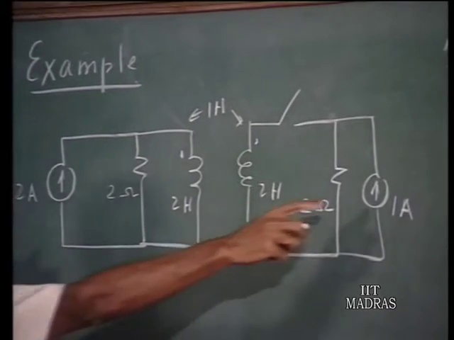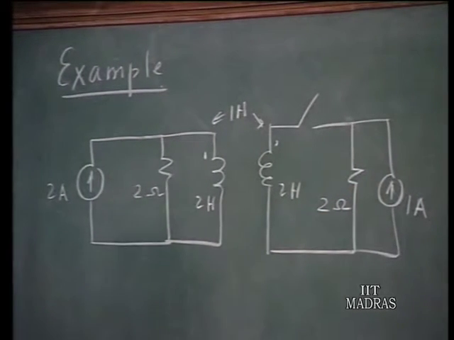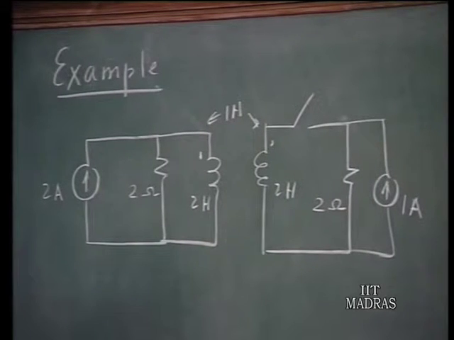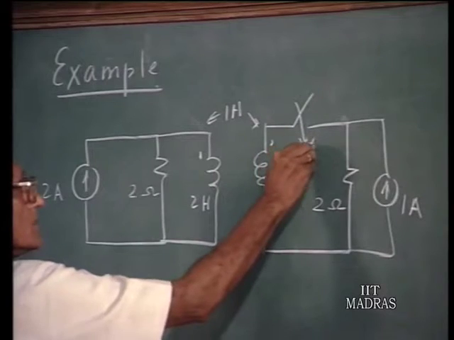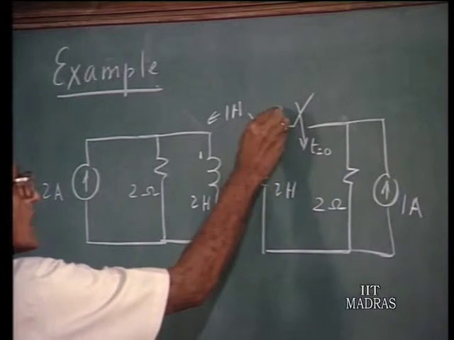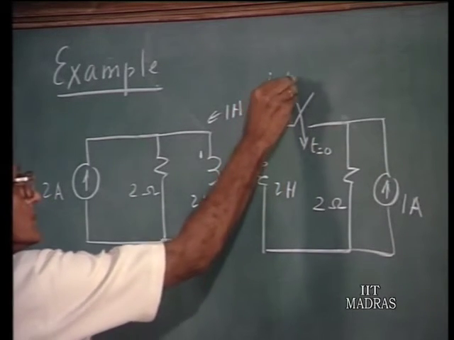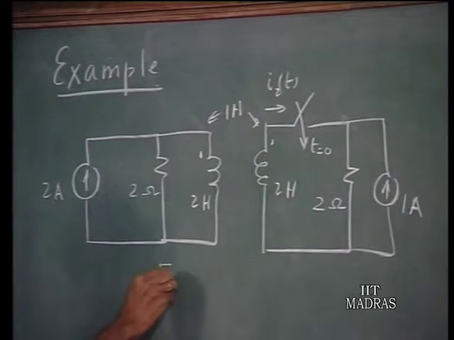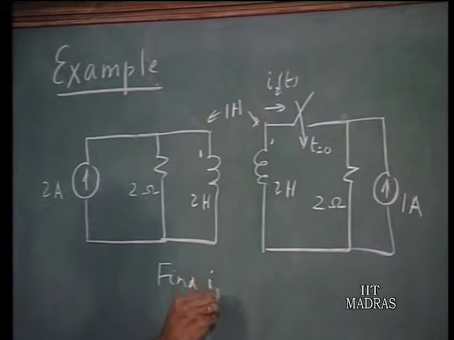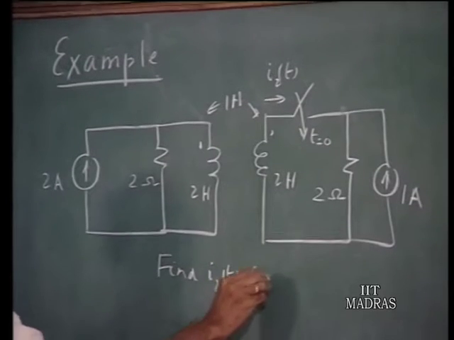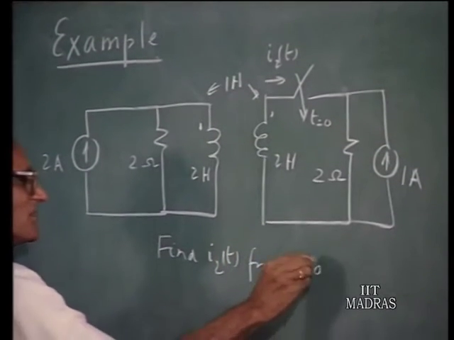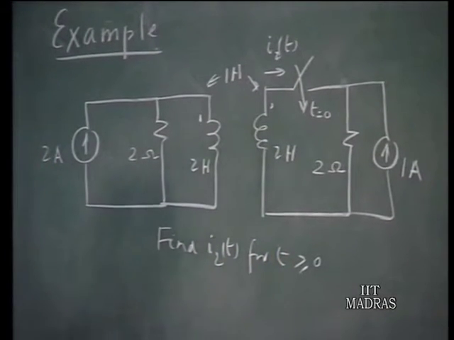These two are current sources, DC current sources, 1 ampere and 2 amperes, and the switch is kept open for a long time and closed at t equals 0. You are asked to find I2 of t. Find I2 of t for t greater than or equal to 0.